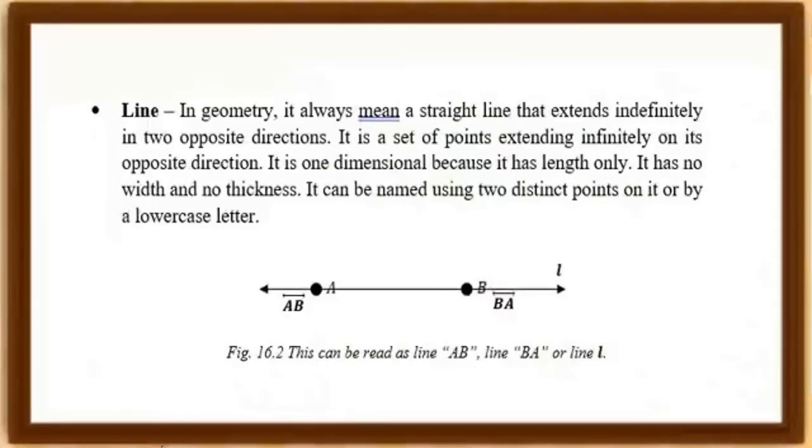Line. In geometry, it always means a straight line that extends indefinitely in opposite directions. It is a set of points extending infinitely in each opposite direction. It is one-dimensional because it has length only. It has no width or thickness. It can be named using two distinct points on it or by a lowercase letter. So here we have line AB or line BA.